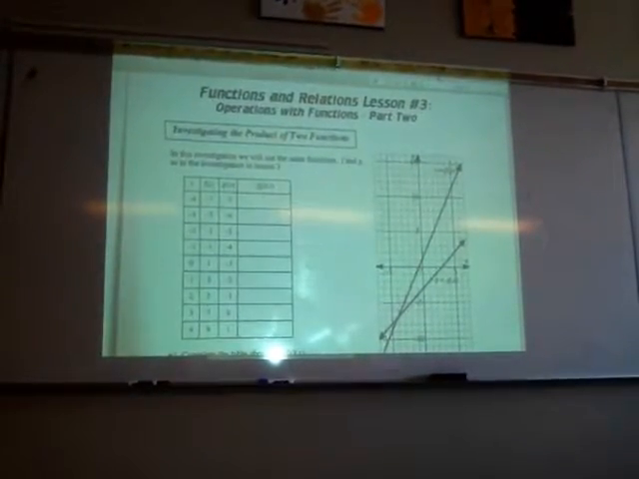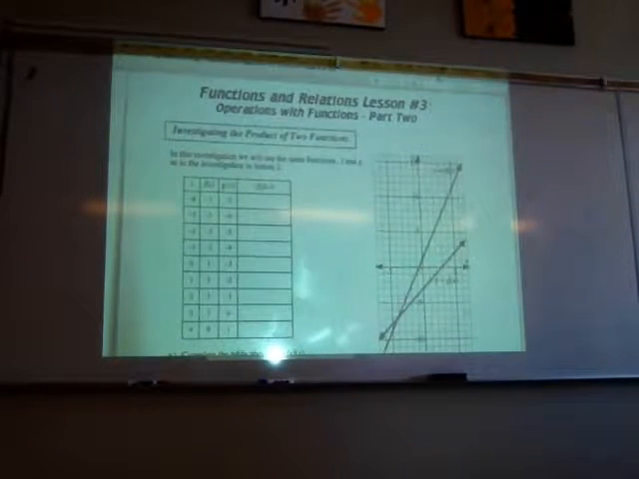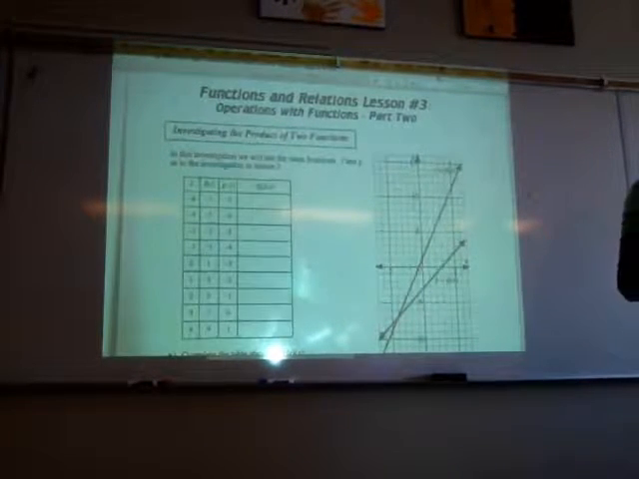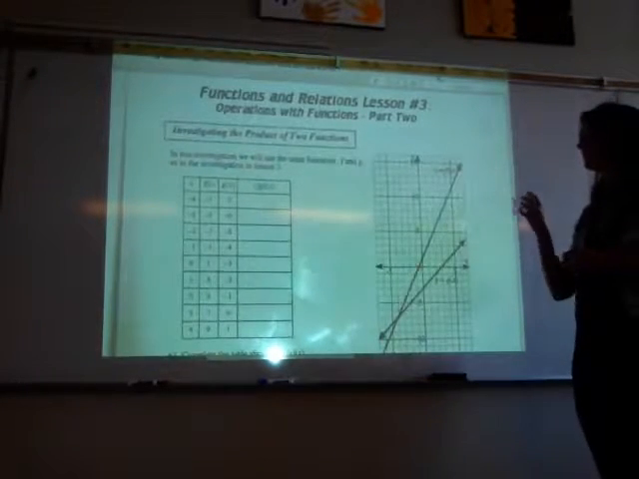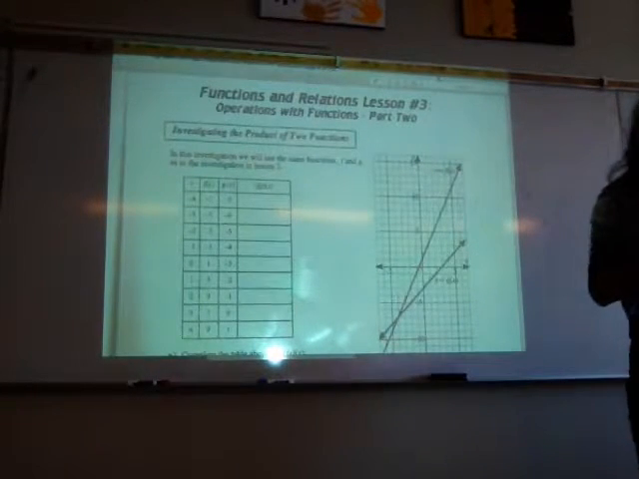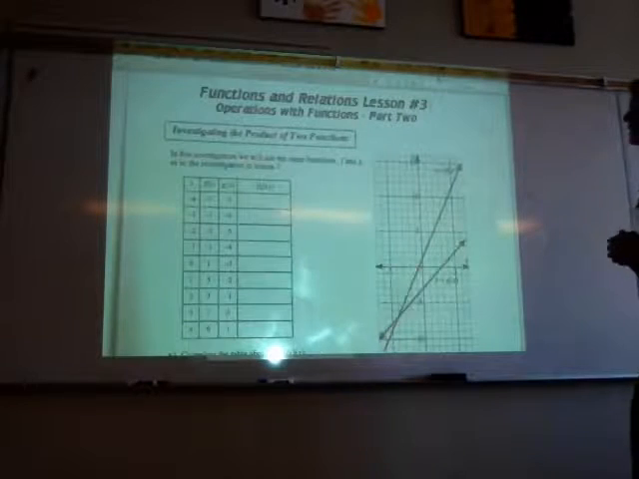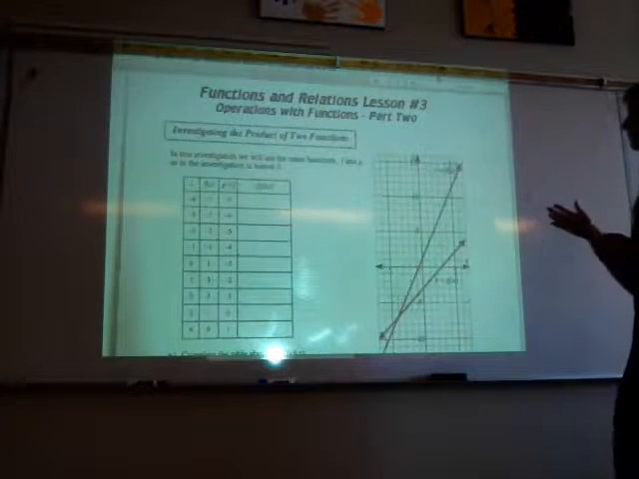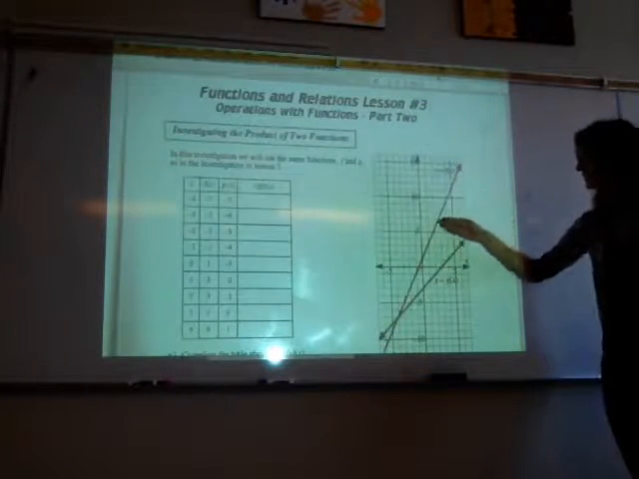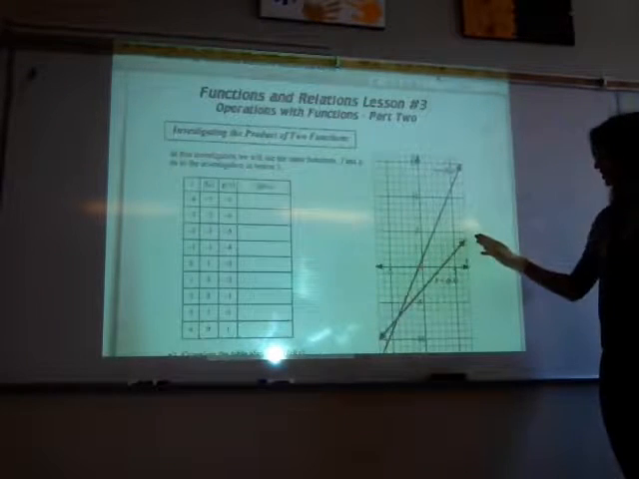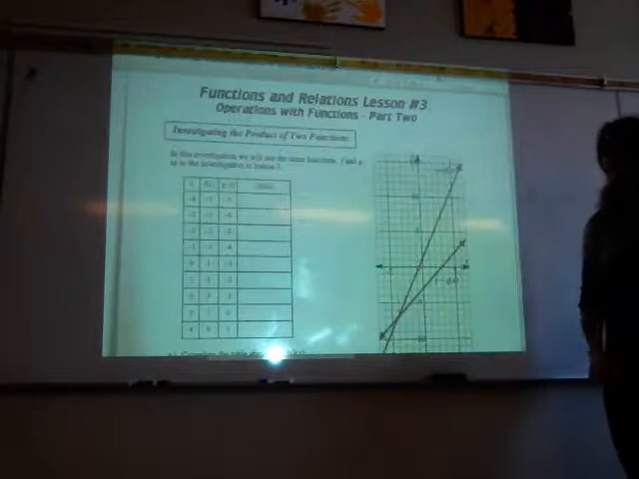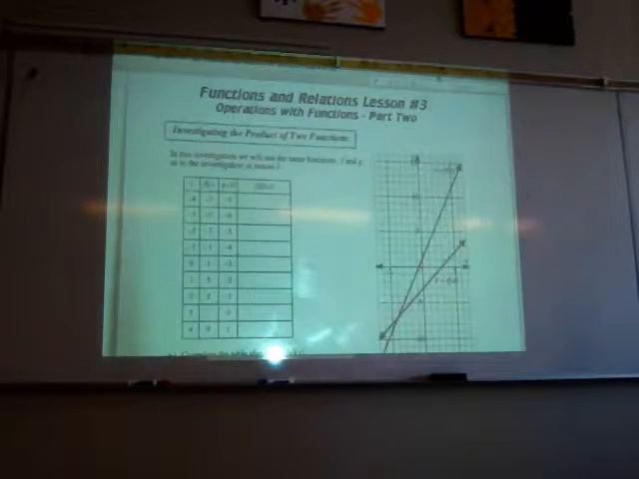Okay, so we're starting on lesson 3. This is very similar to what we were doing yesterday. Instead of taking the sum and difference of functions, we're now going to be multiplying functions. In other words, it's the product of functions. So, in this case, we have function f, which is given by this line, and we have function g given by this line here. Similar to yesterday.